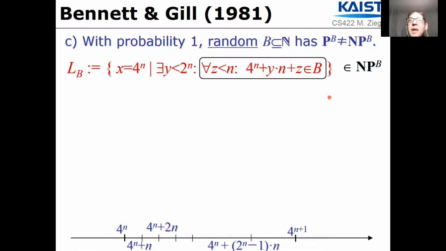Recall that the entries in the random oracle B depend on independent random choices. And so any point here on this line is an independent event, whether it belongs to the oracle B or not.